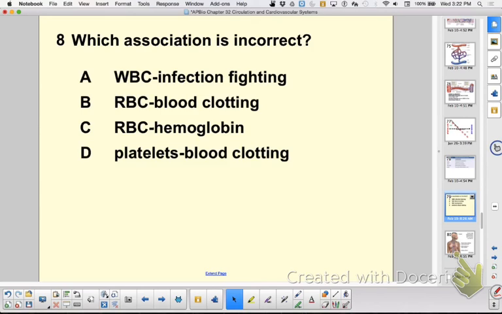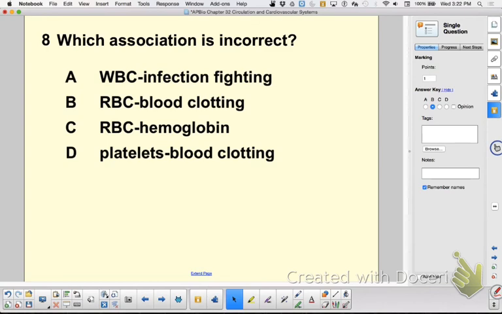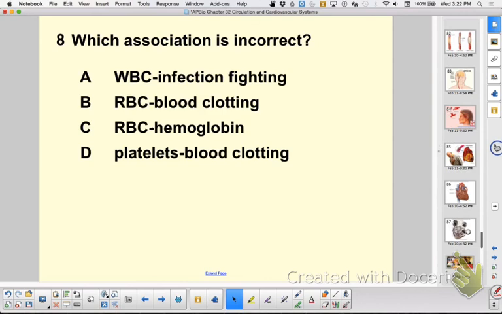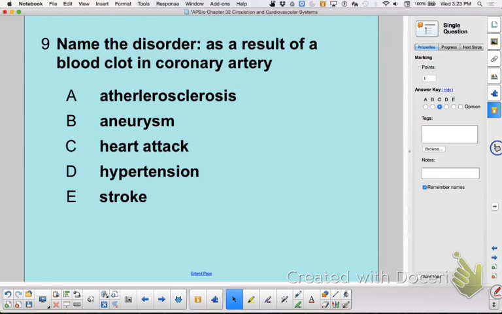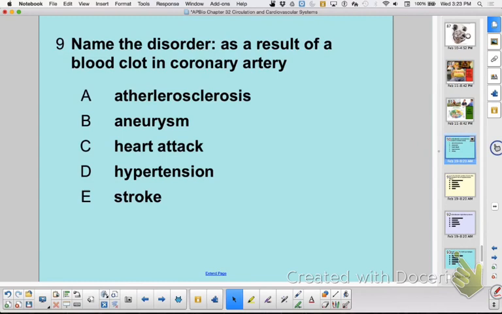What? No, C. Red blood cells have hemoglobin. What do you mean 40? Hold on. Percent? Oh, B. Red blood cells, blood clot. Yeah, that's for platelets. Did we do all these? No. Name a disorder. Okay. Name the disorder. A. Oh, atherosclerosis. As a result of a blood clot in a pulmonary artery. No, the answer C is a heart attack. Is a coronary. Stroke is blocked blood flow to the brain.